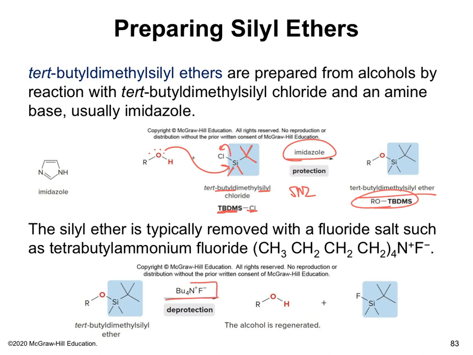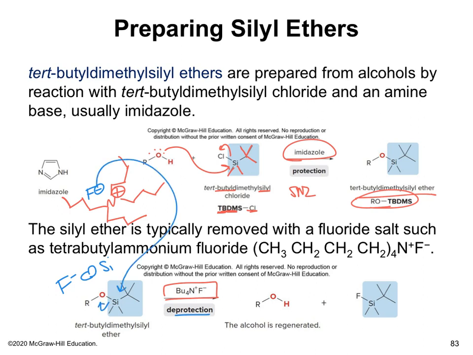And then TBAF is tetrabutylammonium fluoride. So tetrabutyl, 1, 2, 3, 4, so there's 4 of them. That makes it positive, and then the fluoride minus. And fluoride loves silicon. So this will only attack the silicon, and the alkoxide is a leaving group, and it'll pick up the proton. You see that you get the new fluoride-silicon bond, and this is how you deprotect.